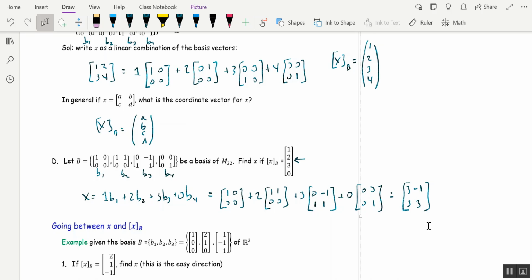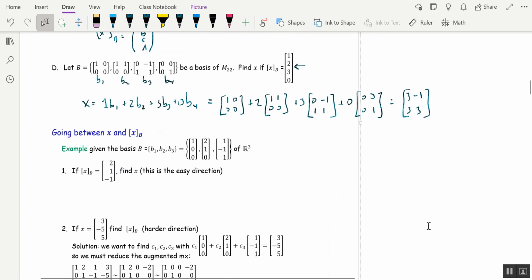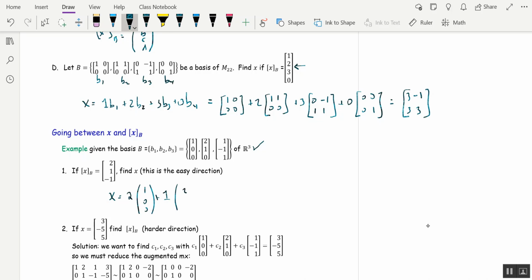All right, we want to be able to go back and forth between a vector and its coordinate vector, and we've already seen how to do that in one case. Let's do it again with vectors in R3. So I'm given a basis here of R3, B1, B2, B3, and I'm given x_B, and I want to find x. So that's very similar to what we did above. x is simply twice B1, which is (1, 0, 0), plus 1 times B2, which is (2, 1, 0), minus, well, plus -1 times B3.